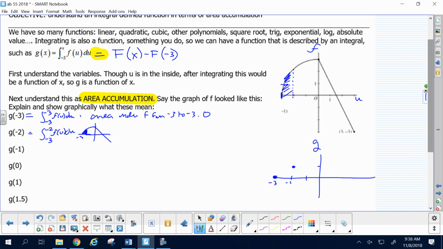G at -1, so that's area accumulated there. Area accumulated is about 1.5 square units.